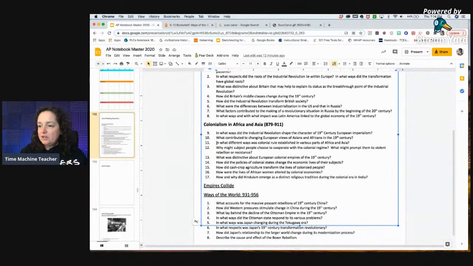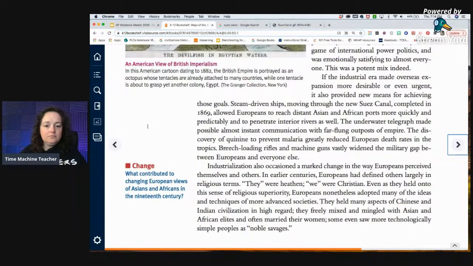While you're writing that down, I'm going to look at the next question. All right, our next question is about change. What contributed to changing European views of Asians and Africans in the 19th century? So what was that change? What contributes to it? It says industrialization also occasioned a marked change in the way Europeans perceived themselves and others. So now they're going to answer your question.